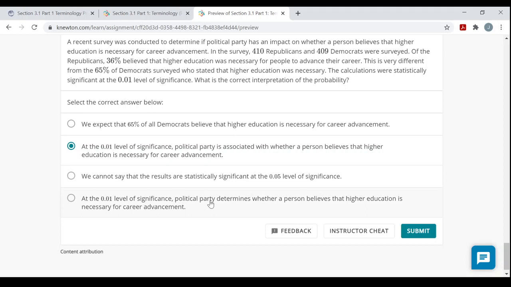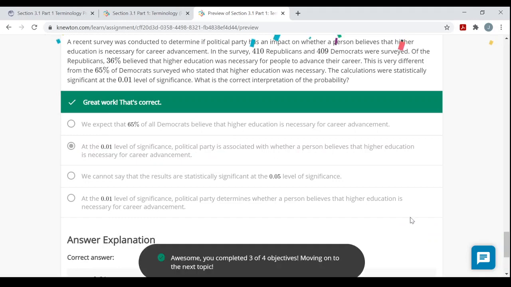What's the difference between these two statements? Because these are both at the 1% significance level. This one says political party is associated with whether a person believes that higher education is necessary for career advancement. This one states political party determines whether a person believes that higher education is necessary for their advancement. I don't know if it determines whether or not. I believe it's just associated with, like you see the people's parties and then their opinions. All right, so I'm just going to submit what I have right now. Looks good. All right, cool.